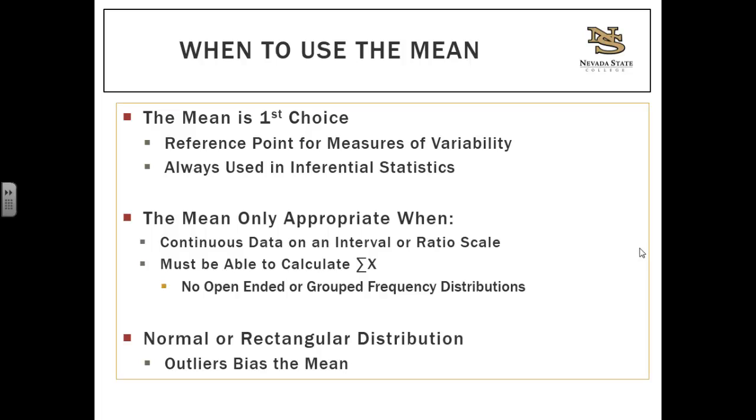Or when you have a grouped frequency distribution, you lump scores into groups. You don't have access to the raw data, so you cannot calculate the sum of x to then calculate the mean. Also, you can use the mean when you have a normal or rectangular distribution. But if you have a skewed distribution, you do not want to use the mean because the outliers in your data set can pull the mean towards them, and then the mean is no longer a great representation of your data. And that's the whole point of measures of central tendency. You're trying to find a number that accurately describes the overarching trend in your data.